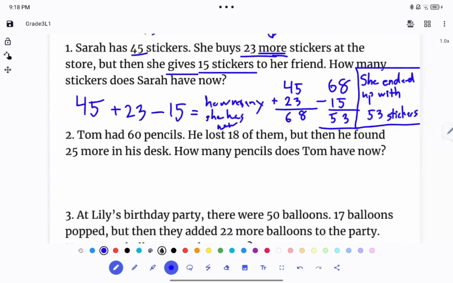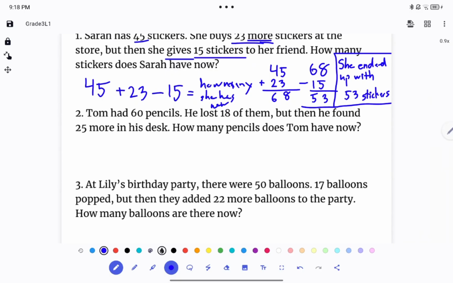Moving on to the next problem. Tom had 60 pencils. He lost 18 of them. Wow, that's kind of a lot. But then he found 25 more in his desk. How many pencils does Tom have now?